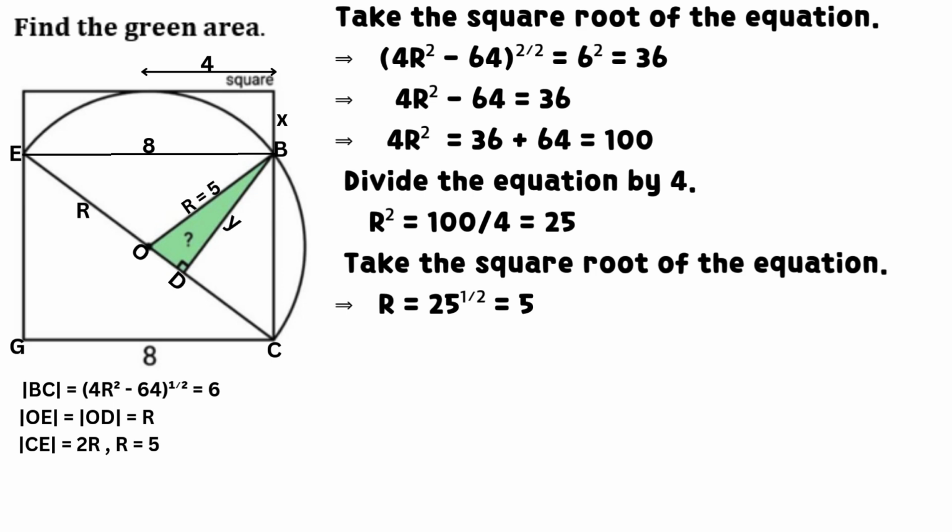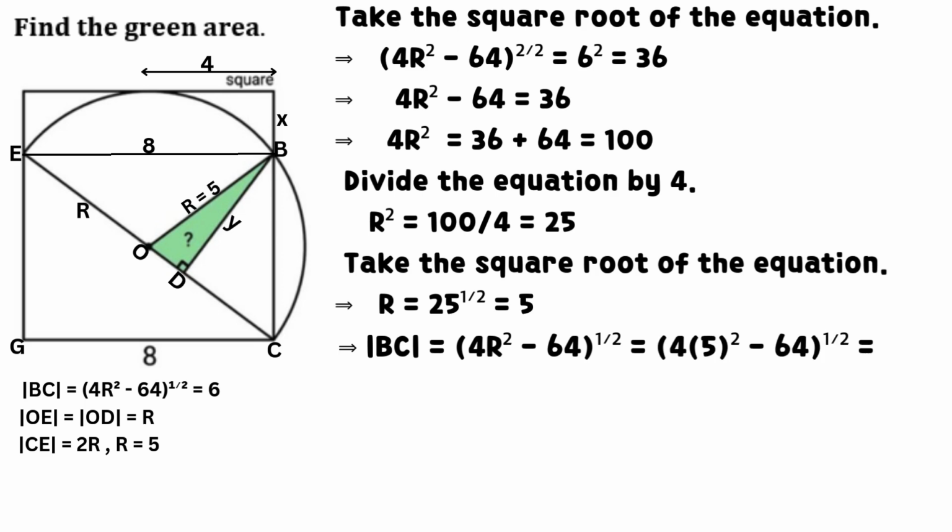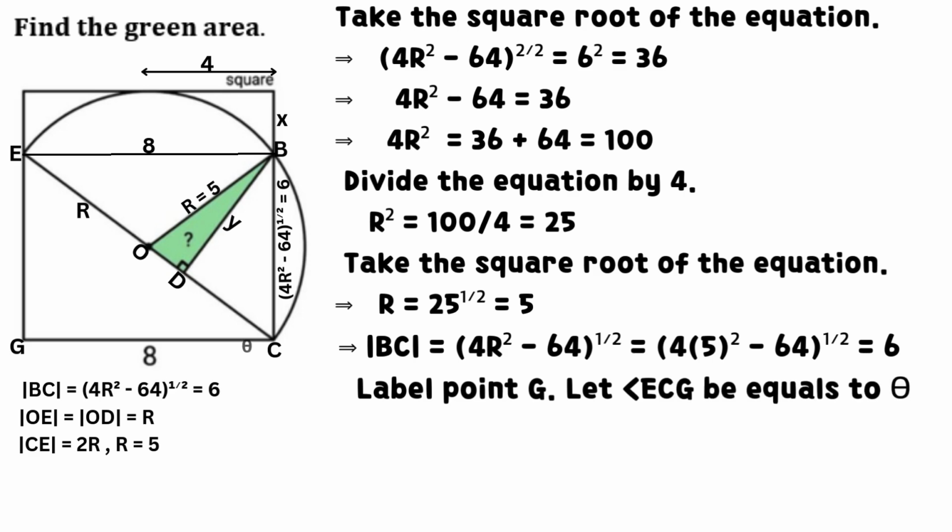Divide the equation by 4. We have that the square of R equals 100 divided by 4, which equals 25. Take the square root of the equation. We have that R equals the square root of 25, which equals 5. It implies that line BC equals the square root of 4 times the square of R minus 64, which equals 6, after simplification of substituted values.